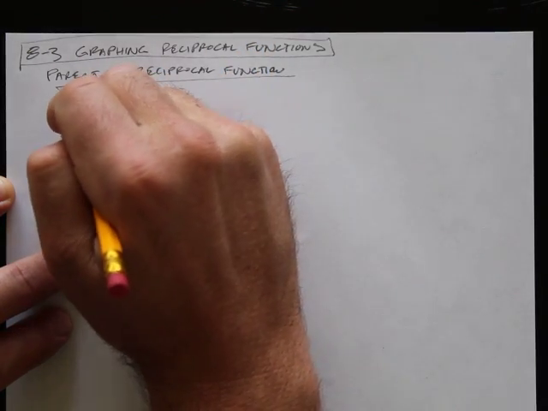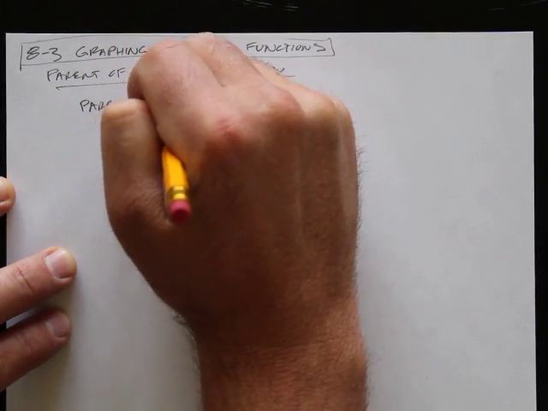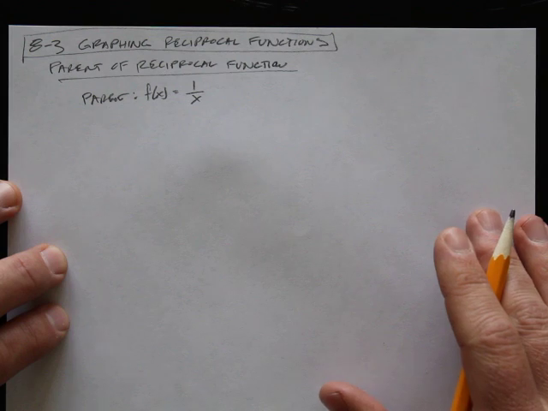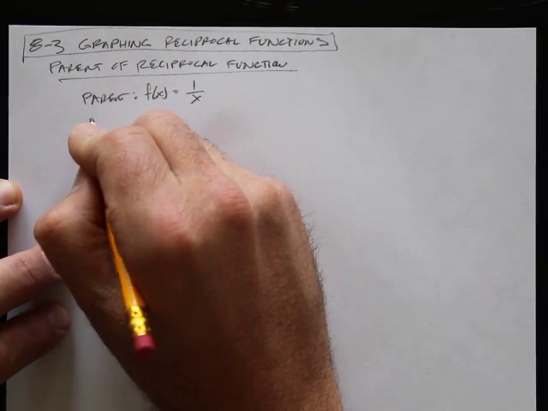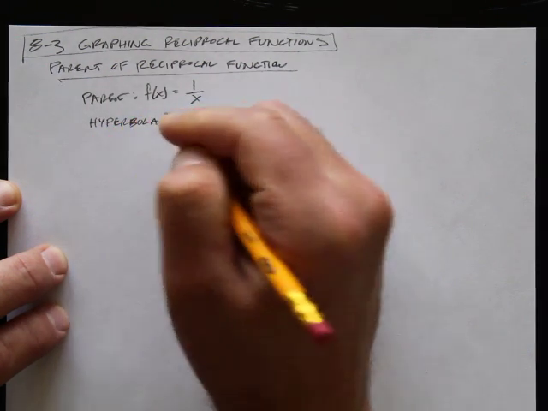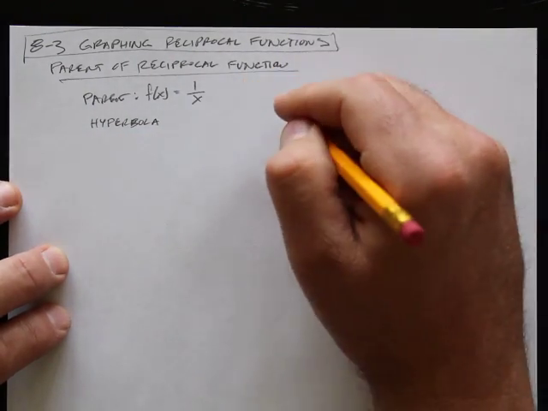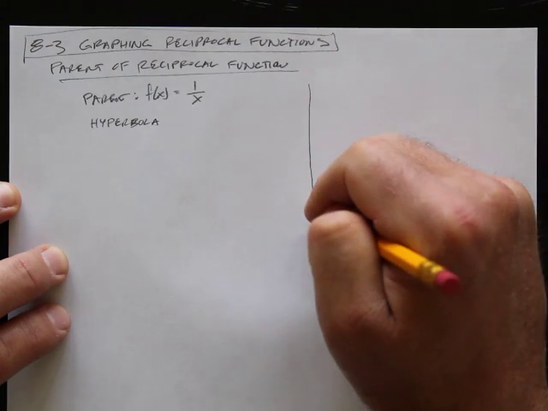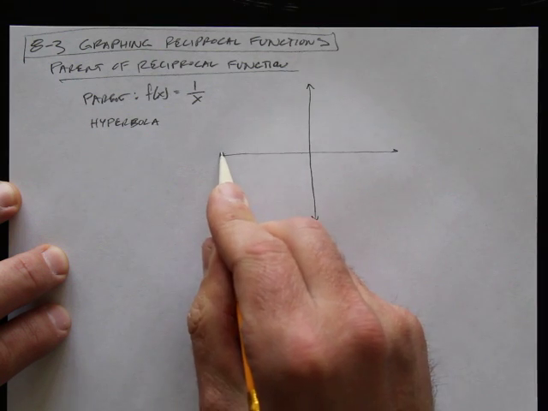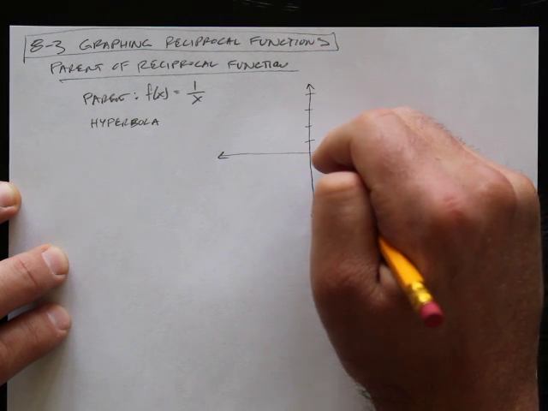So the parent looks like this. F of x equals 1 over x. So this is a hyperbola. And let's graph this, and then we're going to write a little bit more information over here. So let's go ahead and draw a graph, a coordinate plane. And then we're going to make fairly large delineations here.